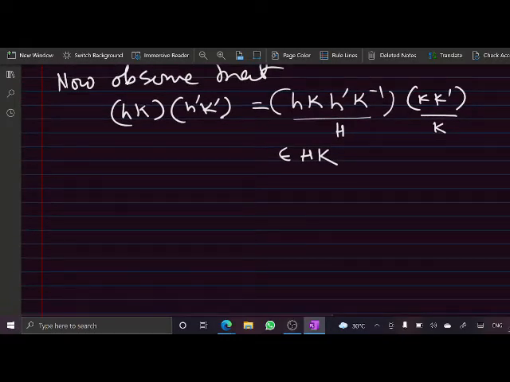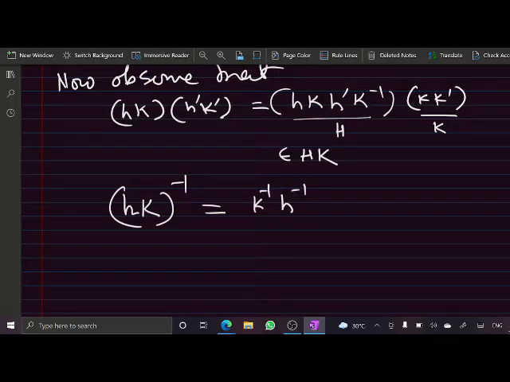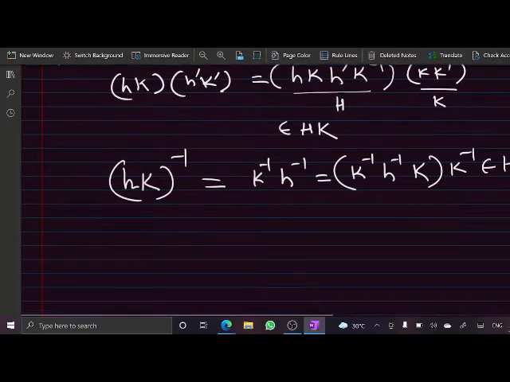Again, if you think of the inverse, then what is that? This is k inverse h inverse. And in that case, this can be written as, again, it is k inverse h inverse k, k inverse. So therefore, it is again in HK.